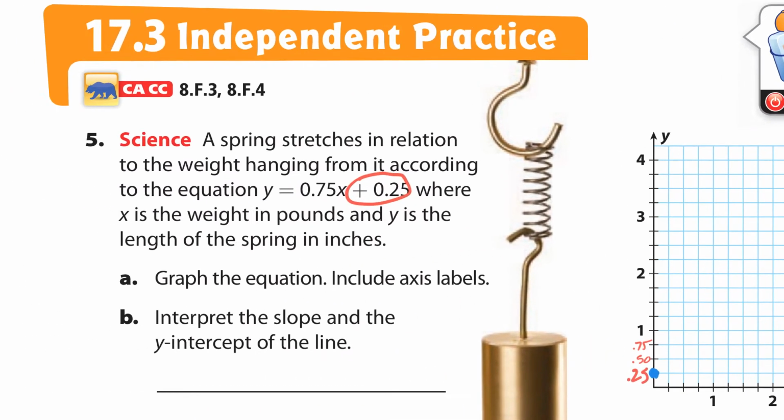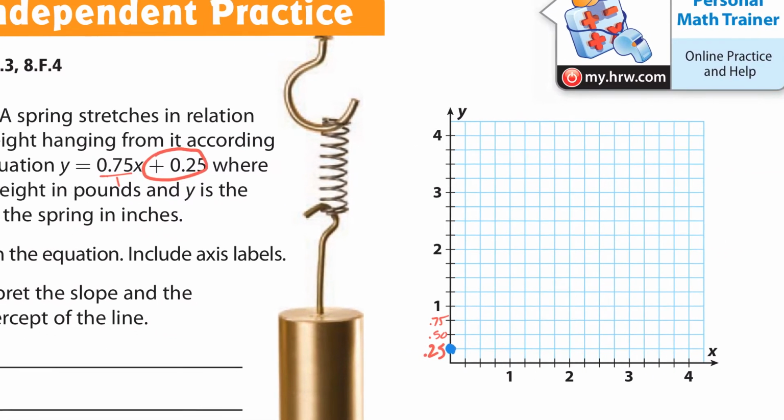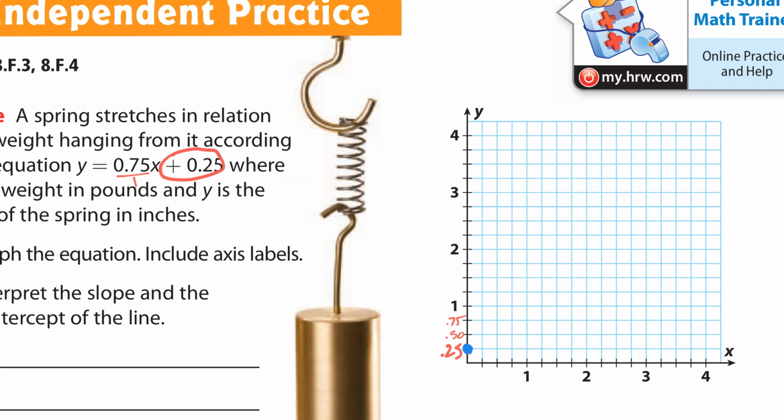And then from there, we're going to use the 0.75, which is 0.75 over 1. That's our slope, rise and run. Go up 0.75 and go to the right 1. Go up 0.75, which means I have to go up 3 grid points, 1, 2, 3, and over 1. Notice here I had to go up 0.75 and go to the right 1.